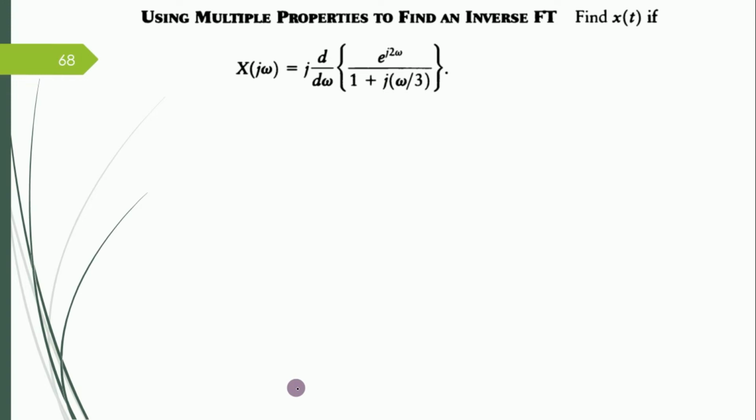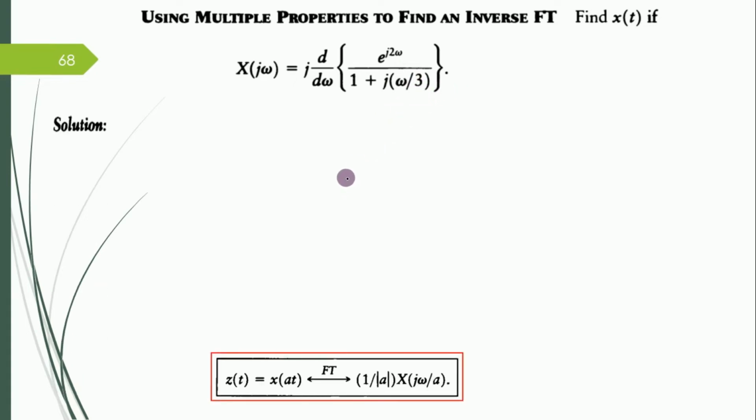Next, use the multiple property to find an inverse Fourier transform. Again, you see here, you have differentiation in frequency, and then you have many components here. We will do it. Scaling property is also there.